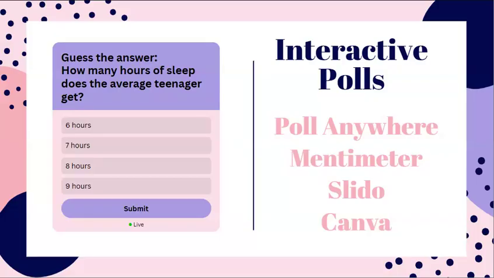Interactive polls are another great way to do knowledge checks. So maybe you ask the question before you provide the information, and then you ask it again, almost like a post test. But also interactive polls are a great way to gather input from the audience and find out what their experiences have been.